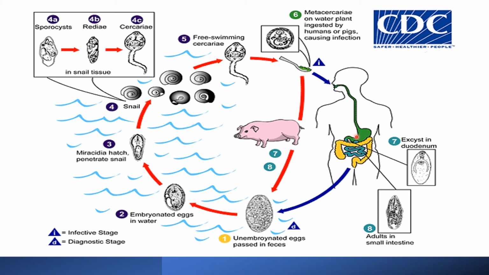Then the metacercariae inside the human host will excyst, attach to the duodenal or jejunal mucosa, and develop into adult worms within 3 months. So the adult lifespan seldom exceeds 6 months to a year, no? So that is the life cycle of your Fasciolopsis buski.